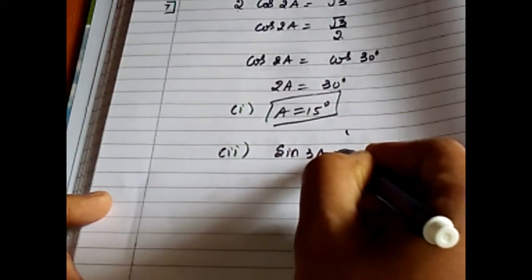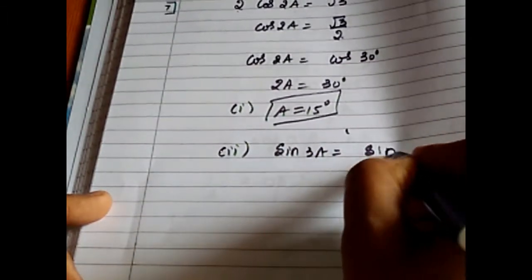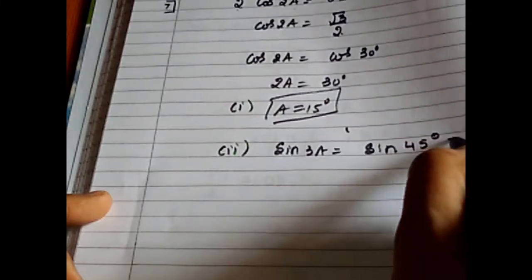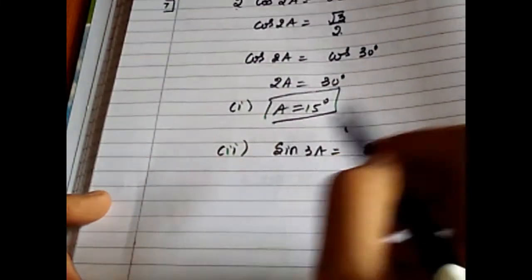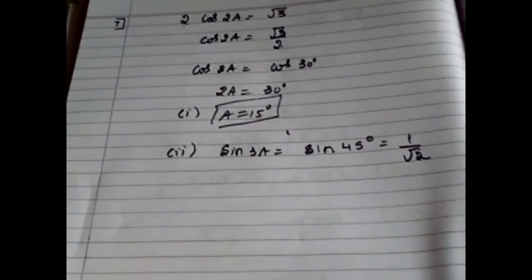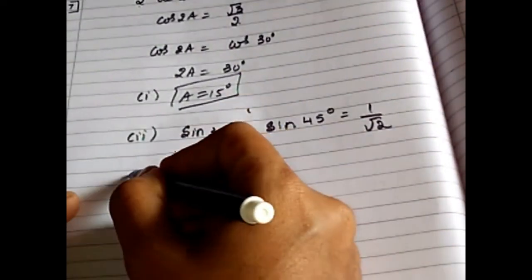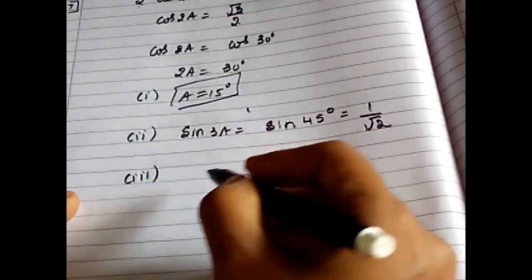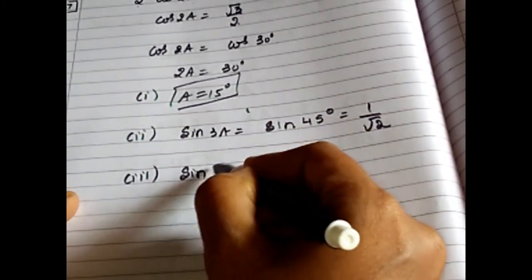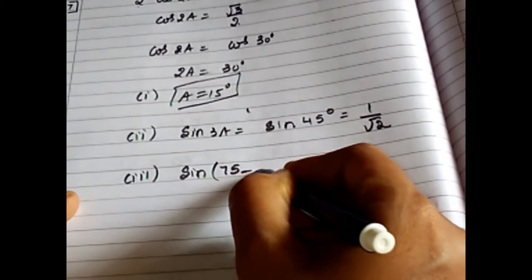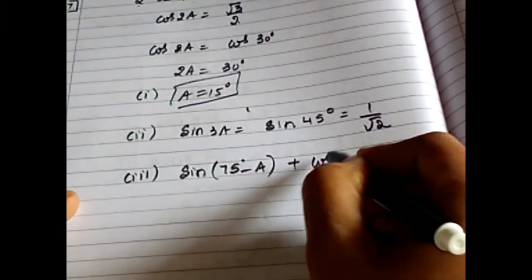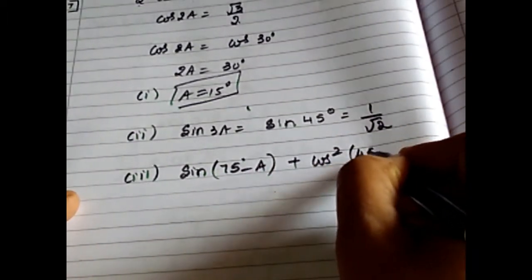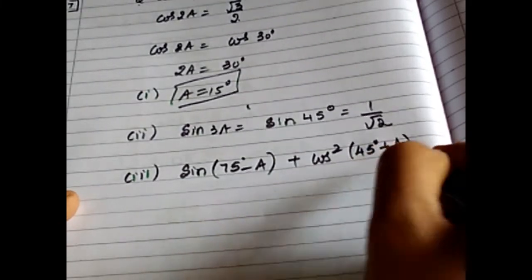So sine 3A is nothing but equal to sine 45. Its value is 1 by root 2. 15 threes are 45. Value is 1 by root 2. Now what is sub question 3? That is sine 75 minus A plus cos square 45 degree plus A.